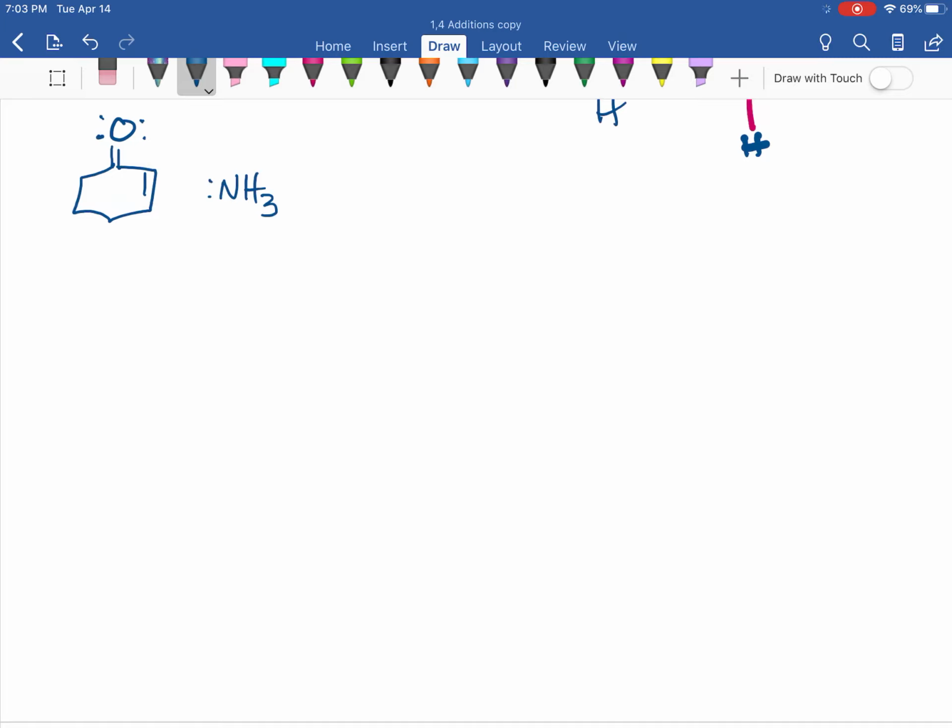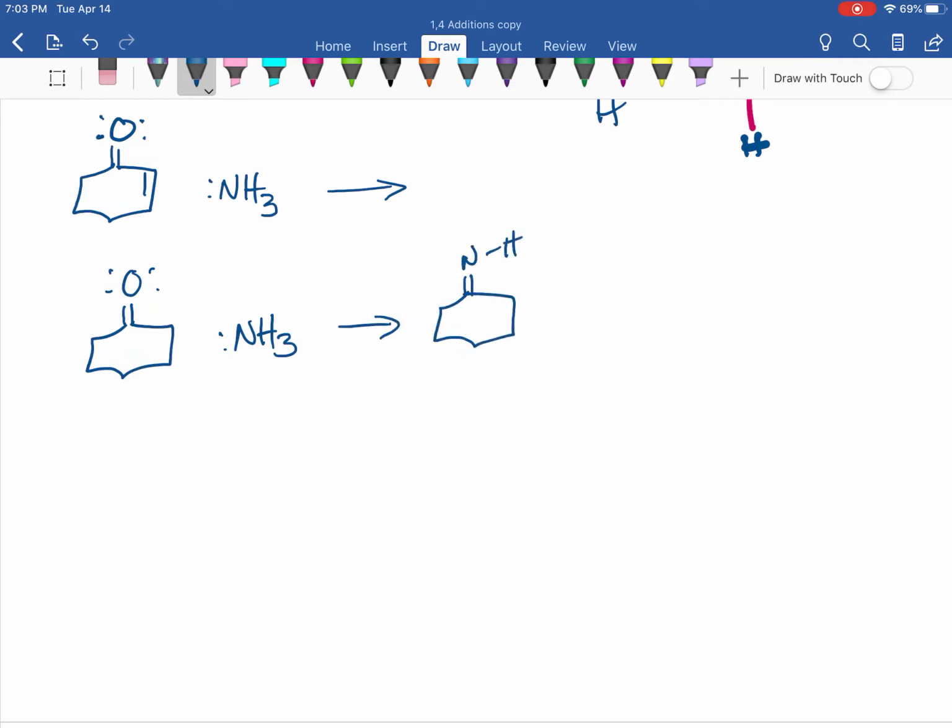Okay, now hang on a second. We've done this before. What happens if you have a ketone and an amine? Well, this is a recipe. Let's compare. This would be an awesome test question for the test you're taking right now. What in the world would we make? We would make that amine.